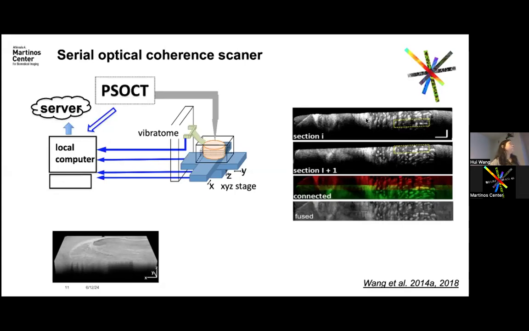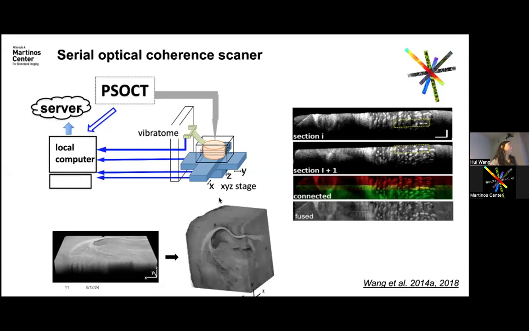Because two adjacent sections in Z have certain overlap between the two, those can be used as landmarks to register multiple slices. And because the imaging is done in this intact tissue format, there's no distortion. In the reconstruction, we can directly stack the imaged sections together to form a 3D volume.